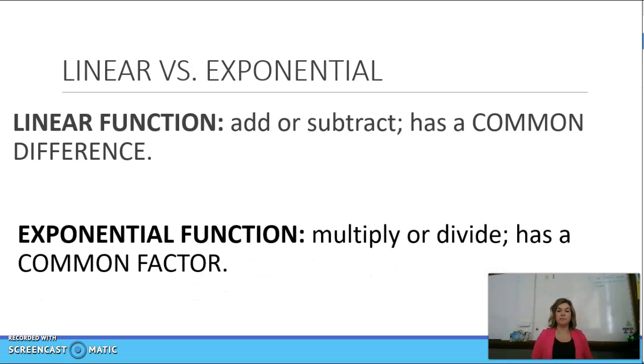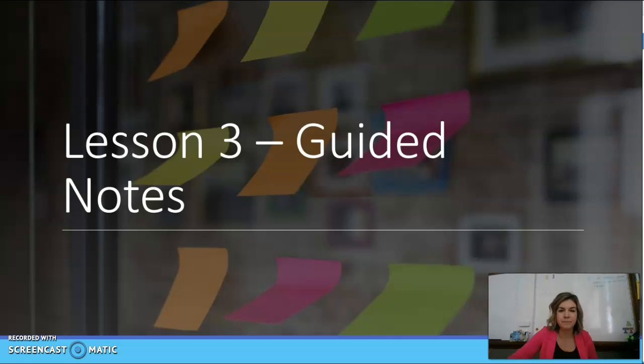An exponential function is one in which we are multiplying or dividing to get our next term. That has something called a common factor. So the common factor, again, going back to the Gini problem, was when our money was doubling every day. So we were doubling, we were multiplying by 2.